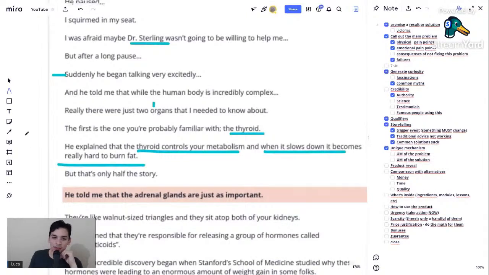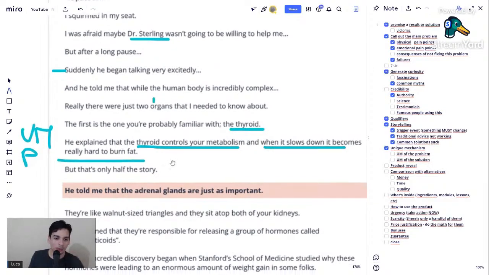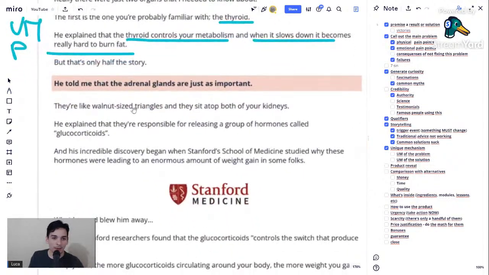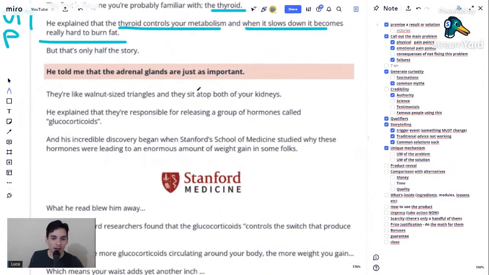So this is the unique mechanism of the problem, right? This is why you're gaining weight, because the thyroid controls your metabolism, and when it slows down, it becomes really hard to burn fat. But that's half of the story. He told me the adrenal glands are just as important.